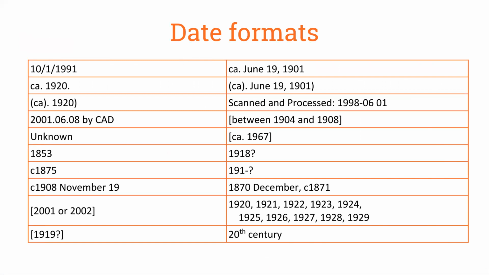You have unknown 1853, 1875, circa between 1908, November 19th, or 2001 or 2002, and 1919 question mark. You don't want to use stuff like 20th century, okay, because that's too wide of a range. Or listing dates such as 1920 through 1929, rather than doing the range of 1920 through 1929. So these are just examples of some good date formats and date formats that you want to kind of stay away from, especially the scanned and processed one.